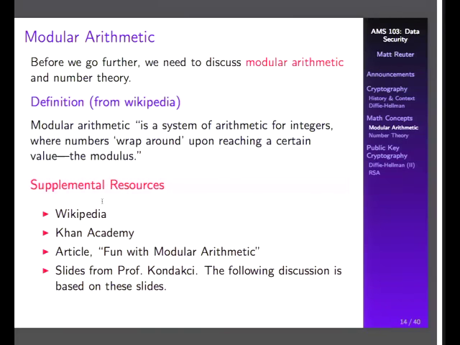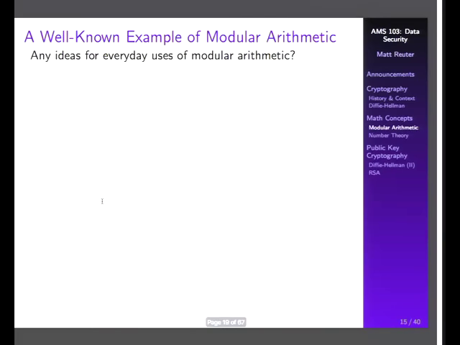So modular arithmetic, again taking the definition from Wikipedia, is a system of arithmetic for integers where numbers wrap around upon reaching a certain value, and we call that value the modulus, thus how we get modular arithmetic. If you're looking for supplemental resources, there's a whole bunch of nice ones. Wikipedia actually has a really nice discussion of this. The Khan Academy has slides. There's an article linked there, fun with modular arithmetic. I know you probably think that's an oxymoron. And there are some other slides there that I based a lot of what we're going to talk about off of. But please give those a look if you have questions.